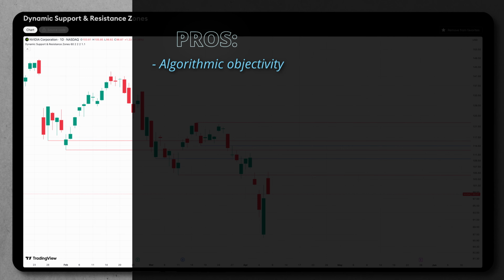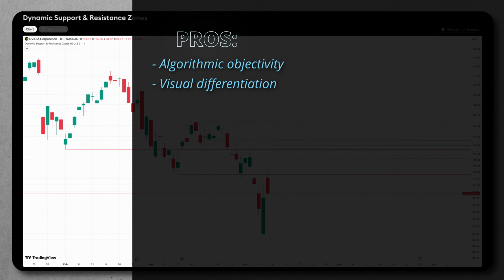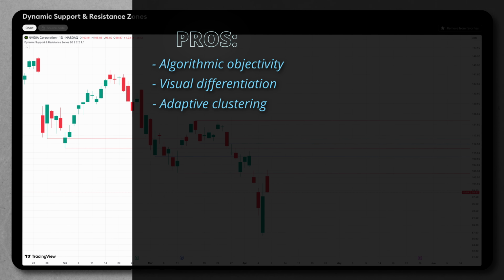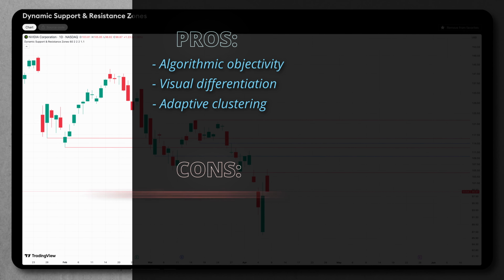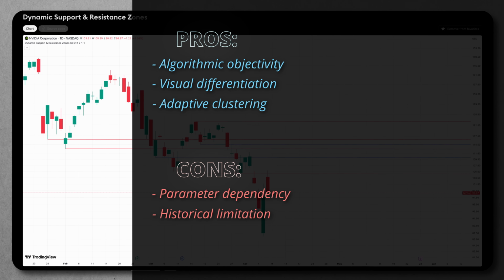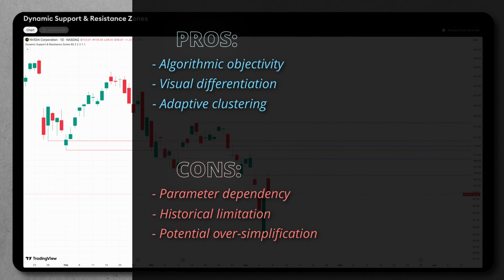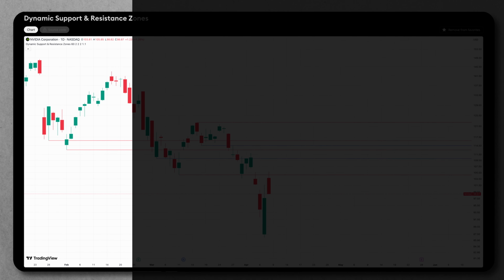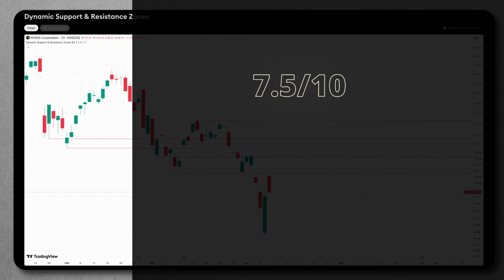Pros: algorithmic objectivity, visual differentiation, adaptive clustering. Cons: parameter dependency, historical limitation, potential oversimplification. Ranking: 7.5 out of 10.